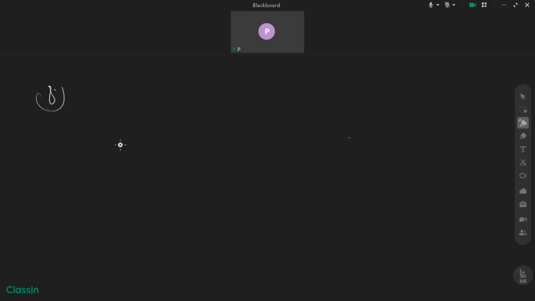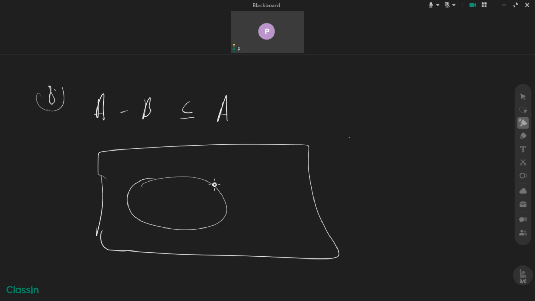Eighth result. We can see that A minus B is either a subset or equal to A. We can just see it through the Venn diagram. Let us say it is A, it is B. If I take A minus B, I know it is only this part. So it will be here a subset of A. It is a subset, a part of A.